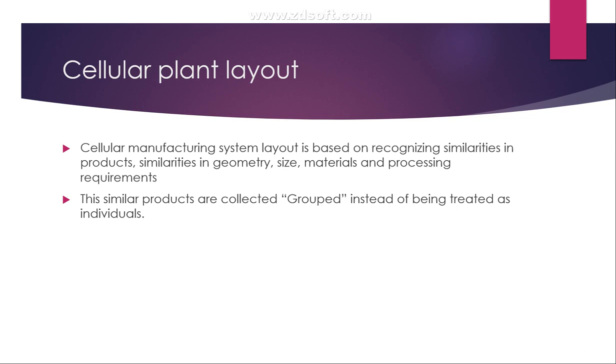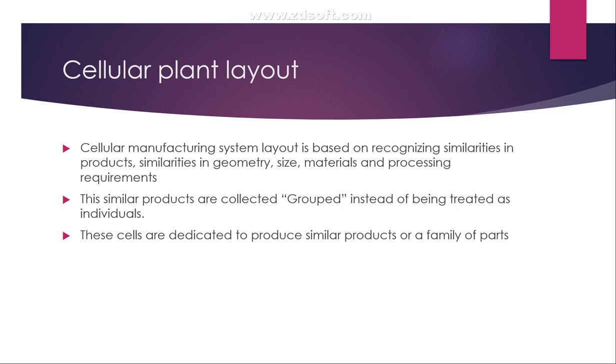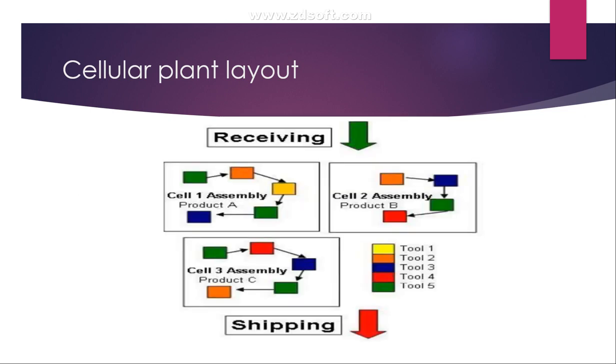These cells are dedicated to producing similar products or a family of products, sorry, a family of parts. Here we'll understand better with the help of this diagram or picture. We have cell 1 for product A, cell 2 for product B, and cell 3 for product C. So we have three different products, and somewhere they would need similar kinds of investments or tools used in production.